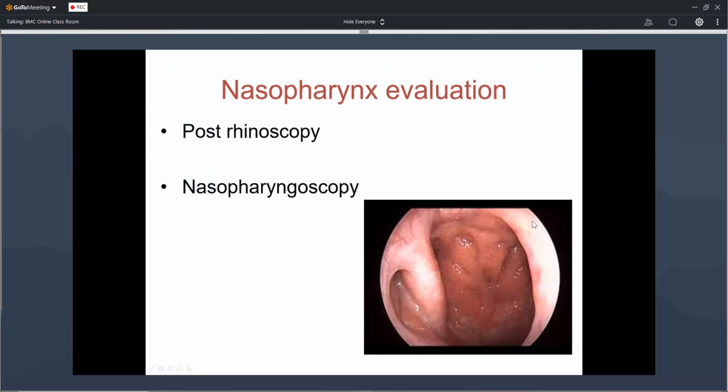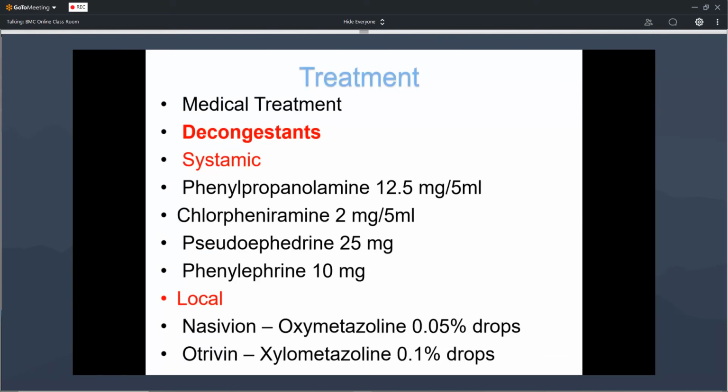If there is any adenoid hypertrophy... this is a normal nasopharynx. This is the choana. This is the eustachian tube opening. This is the torus tubarius. Suppose there is adenoid hypertrophy, it will completely block the choana and it will cause closure of the eustachian tube. So you can know if there is any problem in the nasopharynx by endoscopy or posterior rhinoscopy. So that is about the features, symptoms and signs of the blue ear.